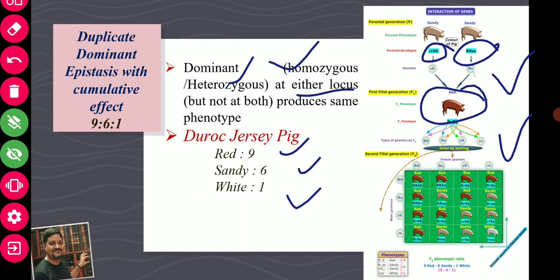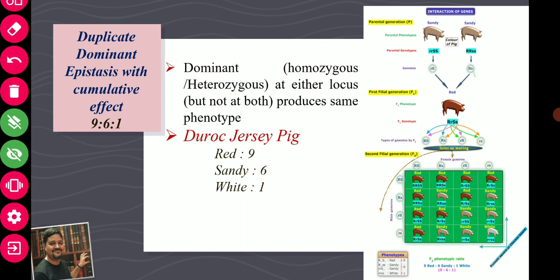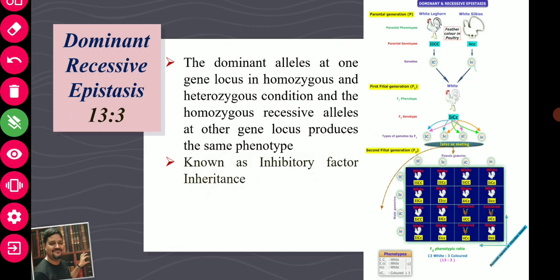So this is about the duplicate dominant epistasis. It is duplicate dominant epistasis with cumulative effect. It is similar to duplicate epistasis but with cumulative effect, which tells that dominant at both the loci will have a different phenotype. Now the next and probably the last one is the dominant-recessive epistasis.